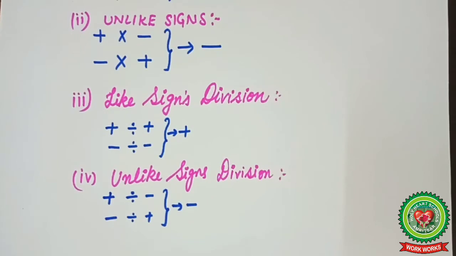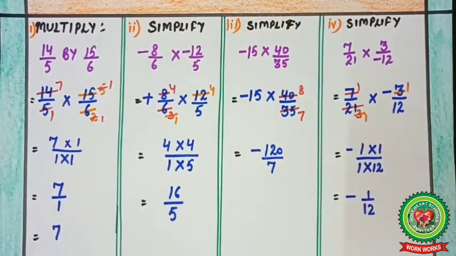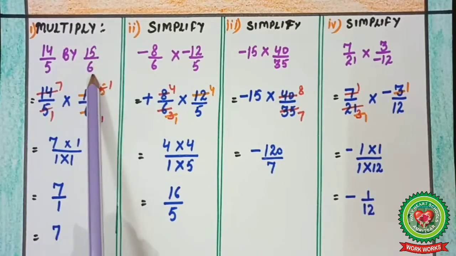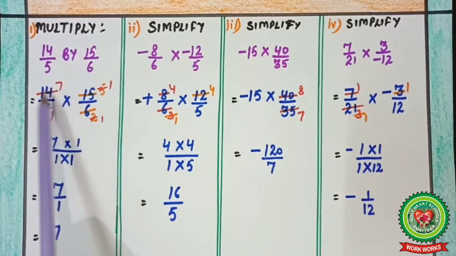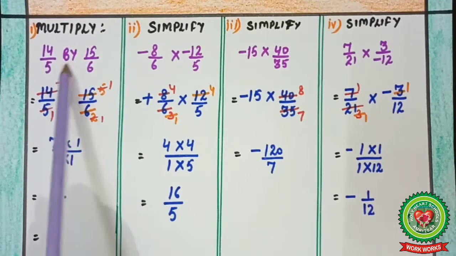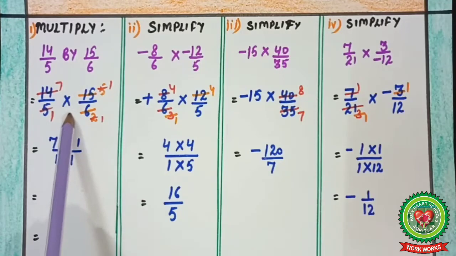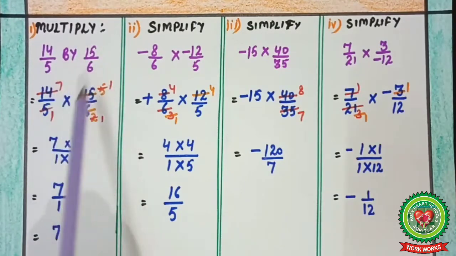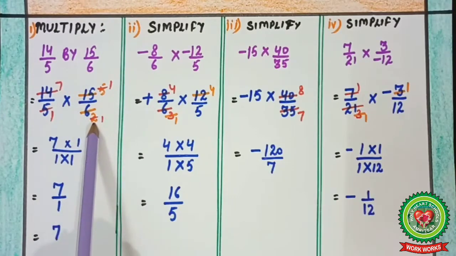So now let's start with today's topic. Here the first example is: multiply 14 upon 5 by 15 upon 6. So here you will write 14 upon 5, and "by" means multiply. So you will replace this by the sign of multiply, because here we are asked to multiply these two rational numbers. So you will write multiply 15 upon 6.